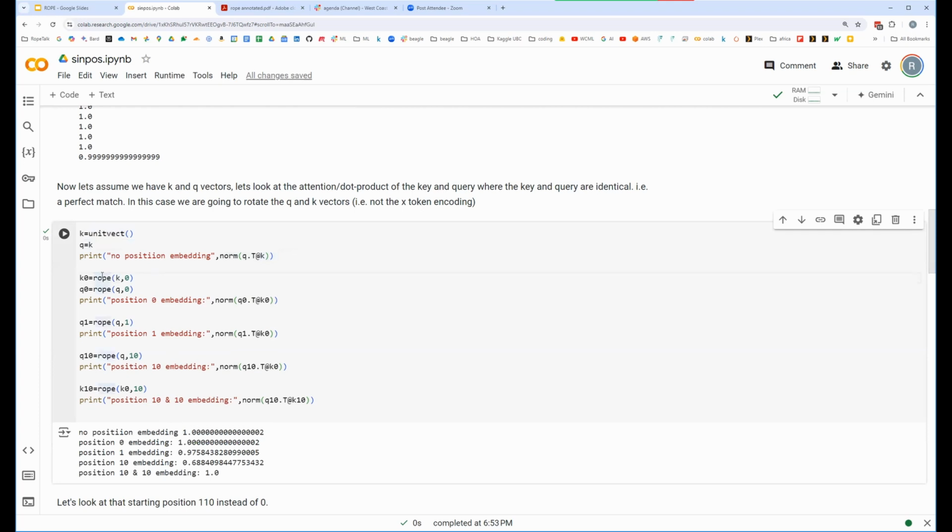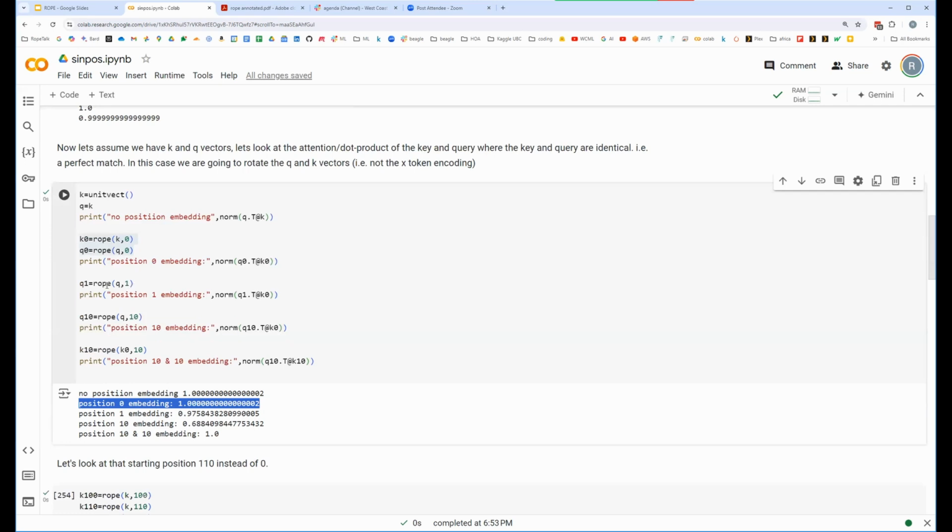Then I said, okay, let's rotate both of these to position 0 using RoPE. Again, the dot product is 1 as expected. Then we started putting a little difference in it. The key is still at rotation 0, but now I'm going to rotate the query by a position of 1, and you can start to see a little bit of drop off. Do the same thing, rotate the query by 10, and it gets more drop off, etc.